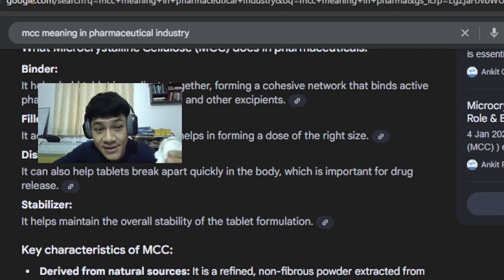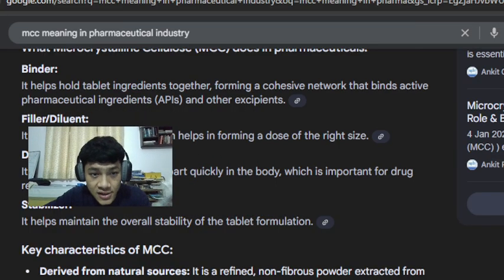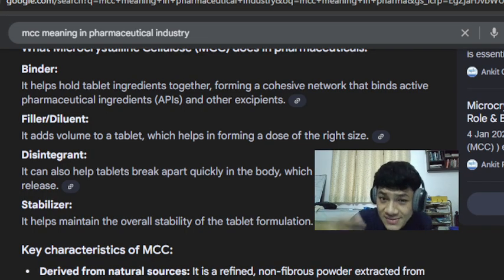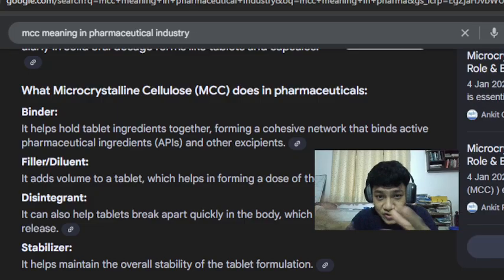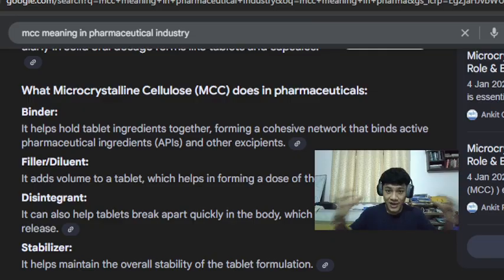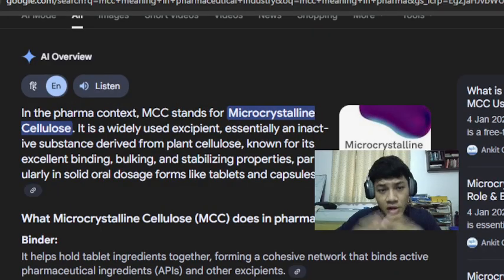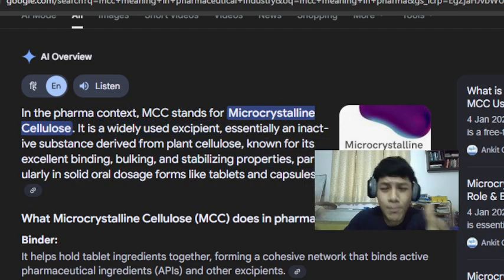Then disintegration. It helps tablets break apart quickly in the body, which is important for drug release. Then stabilizer. It helps maintain the overall stability of the tablet formulation. So for medicines and tablets to remain stable, to disintegrate quickly in the body, and making sure that the tablet is actually a tablet, the components of the medicine actually remain together. So that was what MCC, microcrystalline cellulose, does. So it's important. It says it's a widely used excipient. Excipient, component. Okay, we covered MCC.